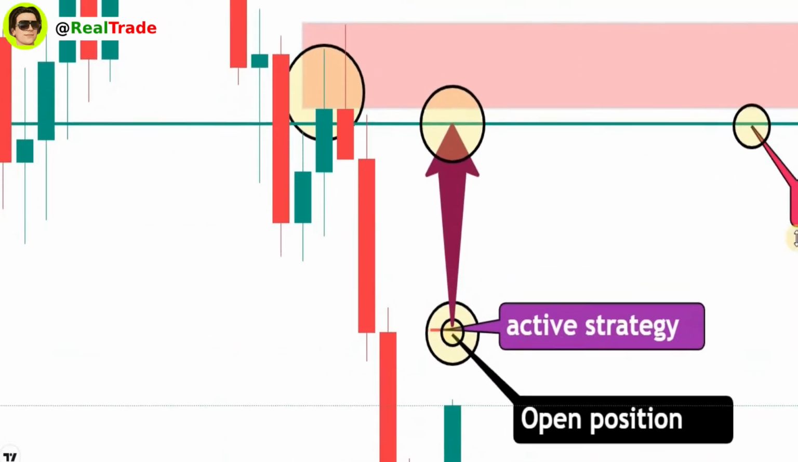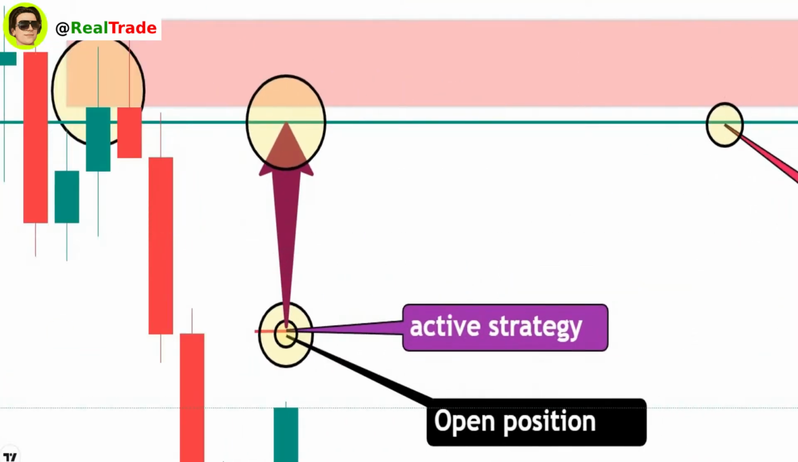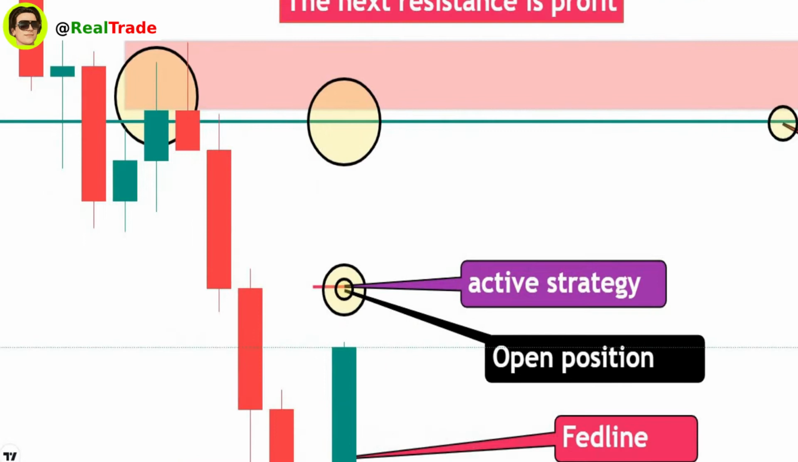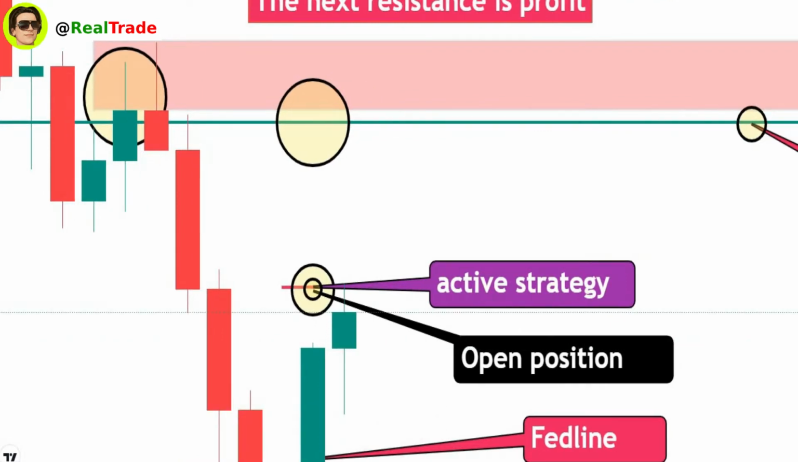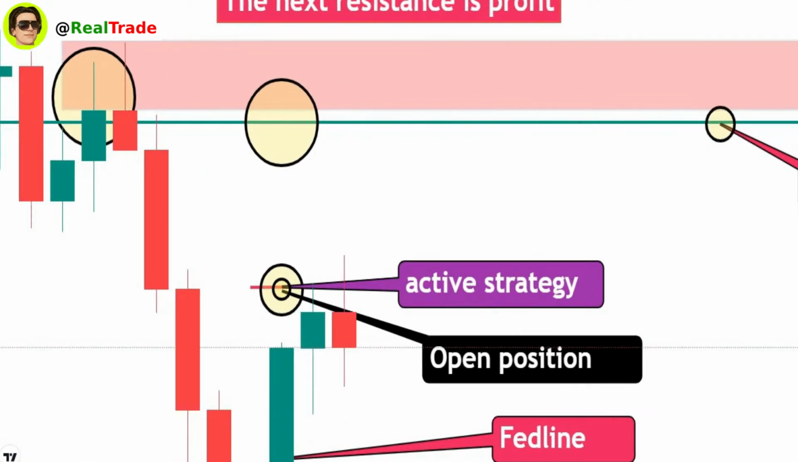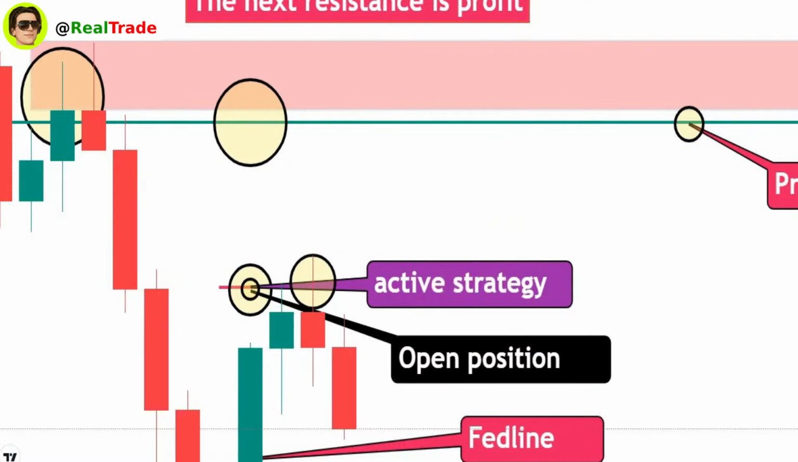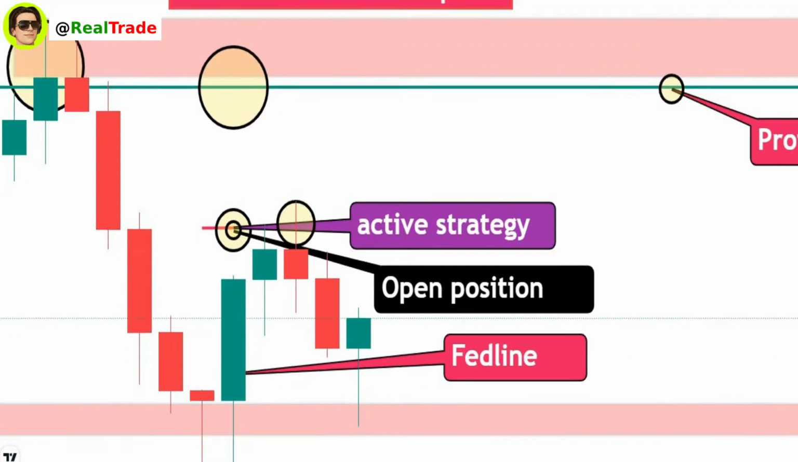Continue. Play candle. Next, yes, active strategy. This area, active strategy. Open position, open trade. Open trade. Continue.